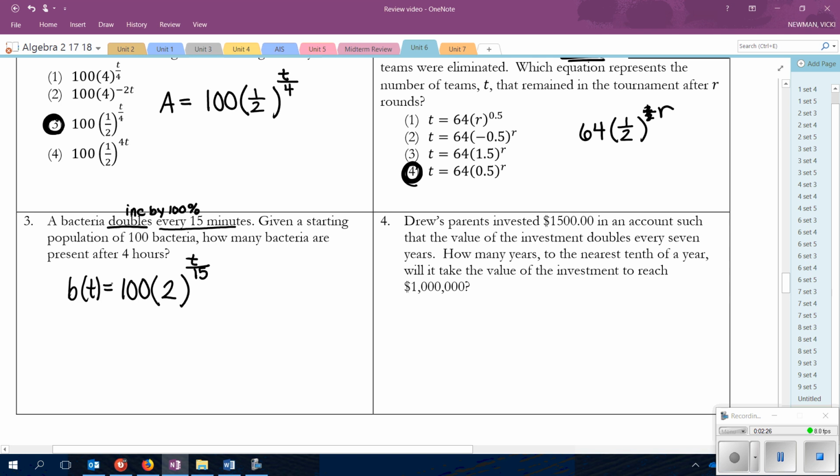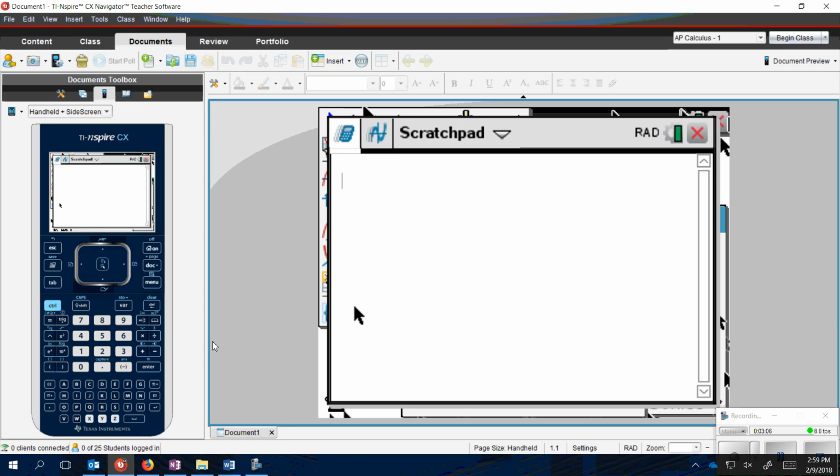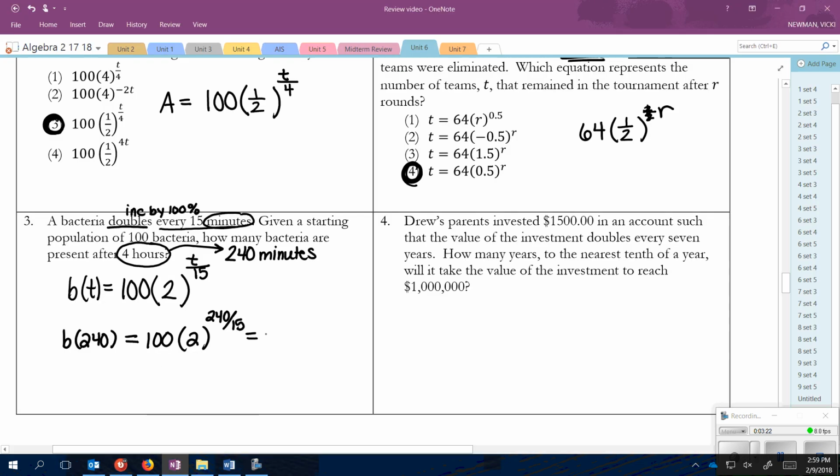So our equation is B of T equals 100 initial, 2 because it's doubling, 1 plus 1 is 2, every 15 minutes. Now, the secret, sneaky trick here is that this is hours and this is minutes. I'm going to change 4 hours: 4 times 60, so 240 minutes. So B of 240 is equal to 100 times 2 to the 240 over 15. So let's go here. 100 times 2 to the 240 divided by 15. What's that? 6,553,600.